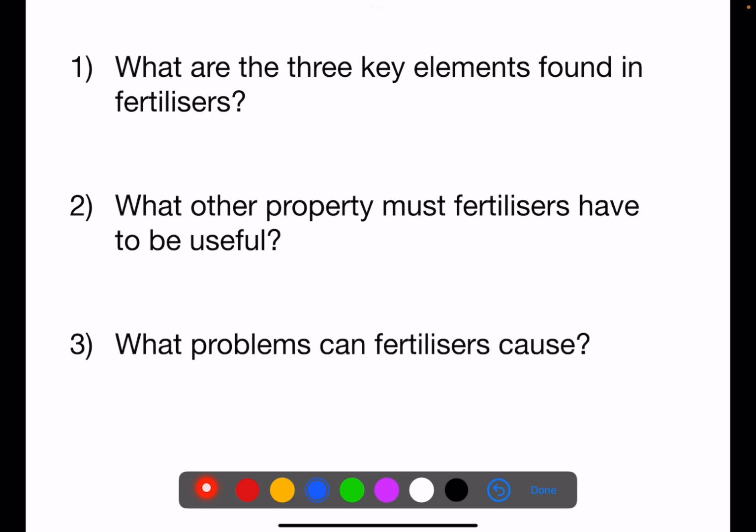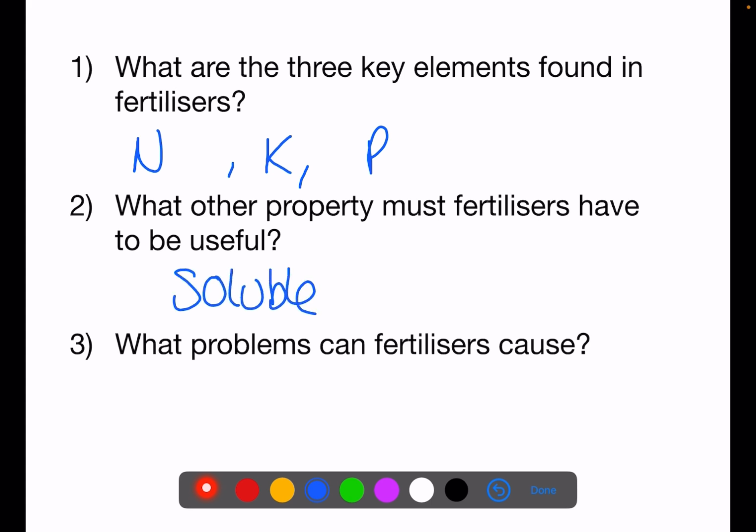The three key elements that we find in fertilisers are nitrogen, potassium and phosphorus. The other property that fertilisers have to be useful is that they have to be soluble, so they dissolve in water and go into the plant through the roots. What problems can fertilisers cause? So they can eventually cause something called algal bloom, which will cause plants and fish to die in water.